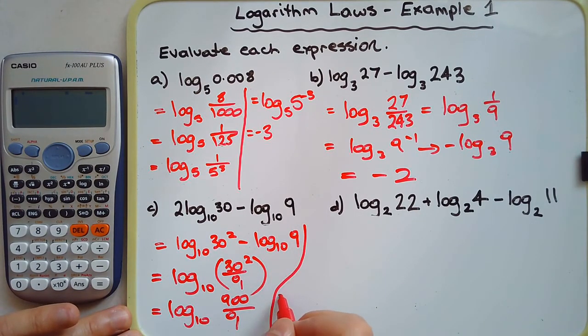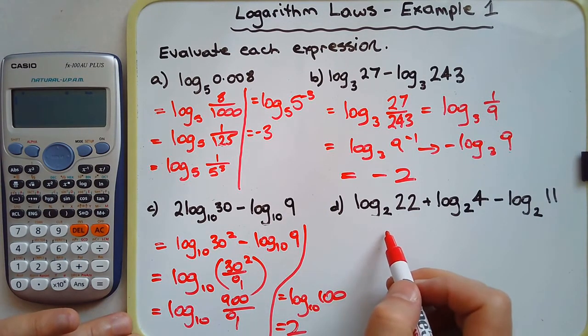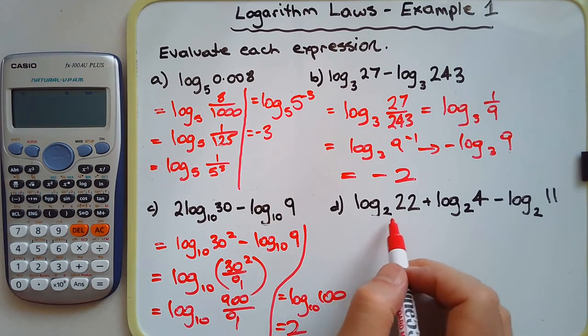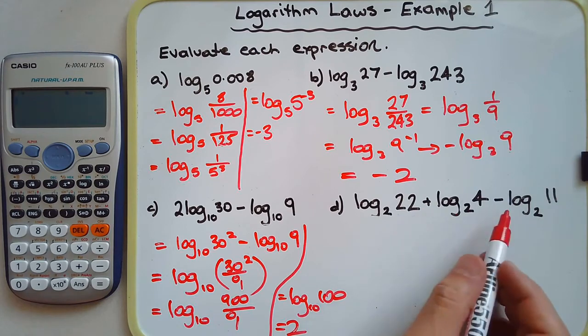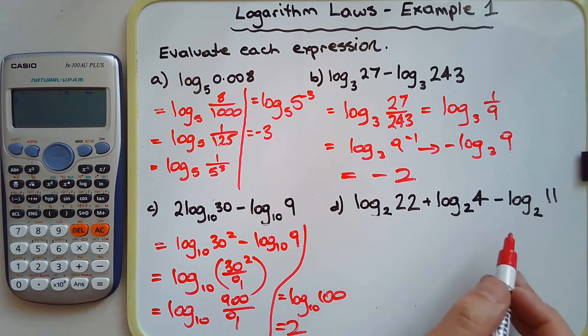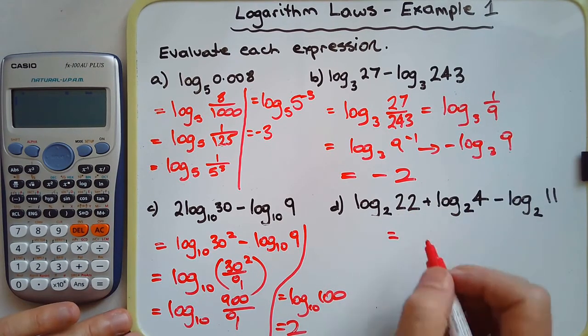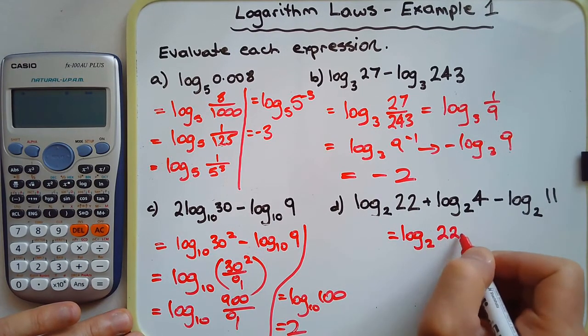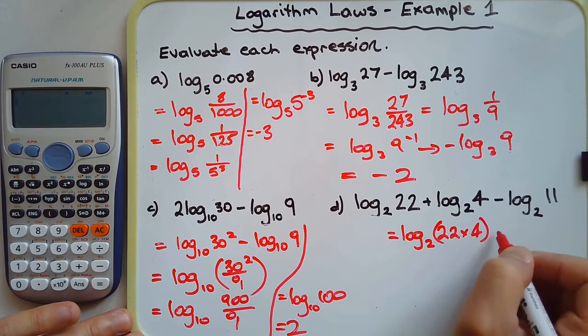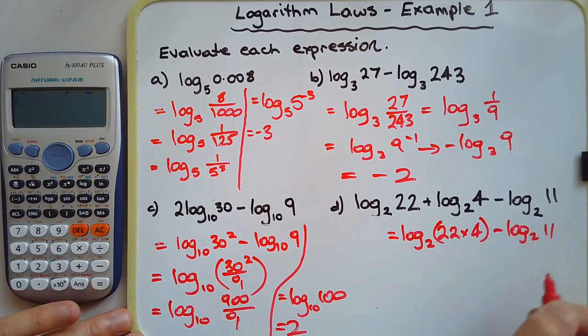Moving along, that's just equal to log base 10 of 100, which is equal to 2. And part D, log base 2 of 22 plus log base 2 of 4 minus log base 2 of 11. Again, because it's just involving addition and subtraction, we just go from left to right. So that's equal to log base 2 of 22 times 4, minus log base 2 of 11.